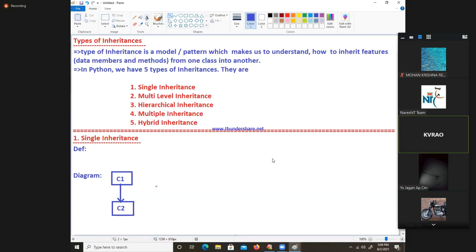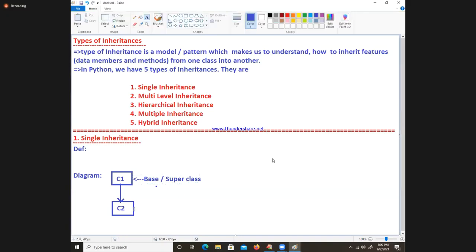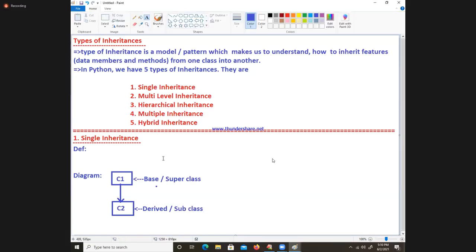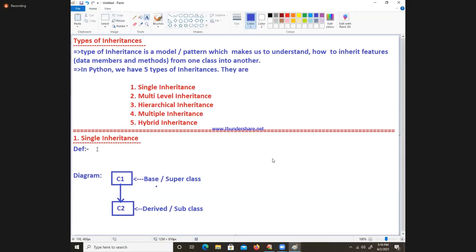Now tell me, by looking at that model, you are understanding. C1 is called which class? Come on everybody, base or superclass. And C2 is called which class? Derived, or called what? Subclass. We can call it a derived or subclass. Then you tell me the definition.